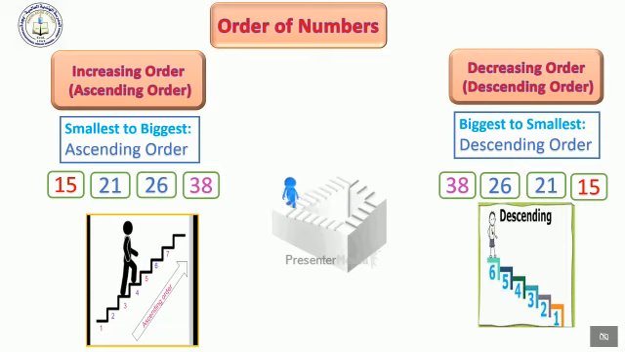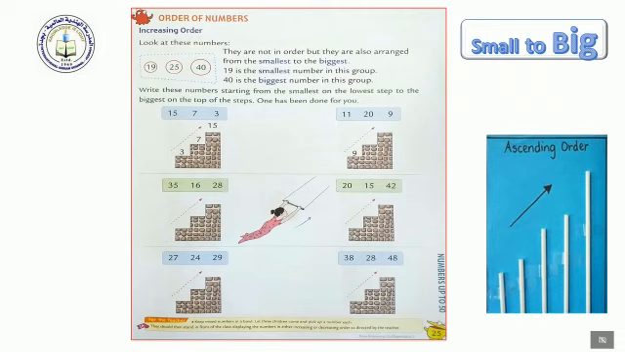When we arrange the numbers from biggest to smallest, we call the order decreasing order or descending order. Descending means to go down. Here the number keeps decreasing. Now let's arrange the numbers in increasing order on page 25. Now increasing means you have to arrange the numbers from small to big.